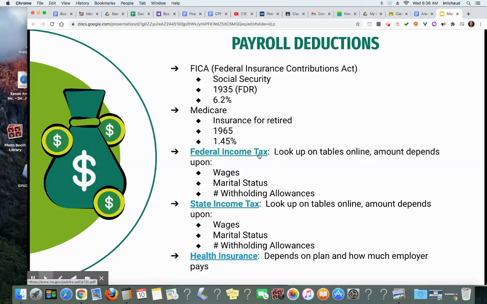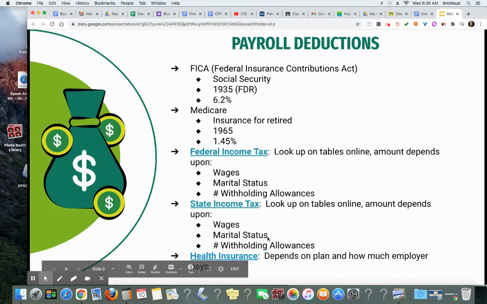The amounts withdrawn for federal income tax depend on your wages, marital status, and the number of withholding allowances you claim. Withholding allowances are the number of people you are financially responsible for. The amounts withdrawn for state income tax also depend on wages, marital status, and withholding allowance. And the amount withdrawn for health insurance depends upon the plan that you have and how much your employer is willing to pay.